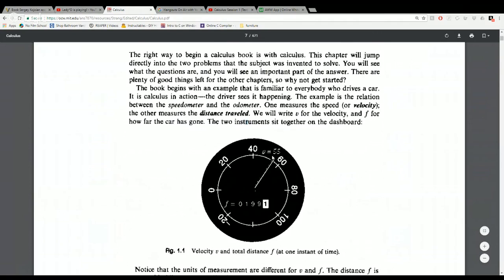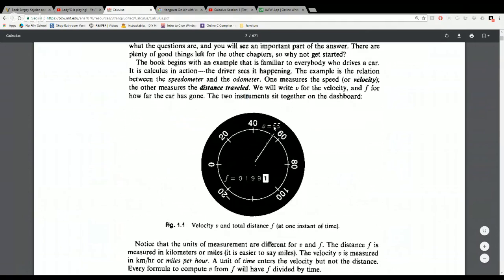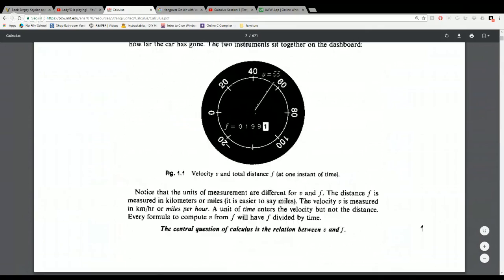If you look at this picture, we have v equals 55 right here, and f equals 1,991. So that's how many miles we've traveled. That's the speed we're at right now. Notice that the units of measurement are different for v and f. The distance f is measured in kilometers or miles.